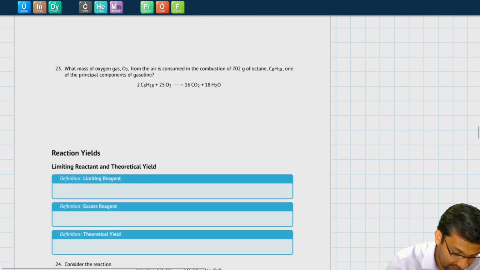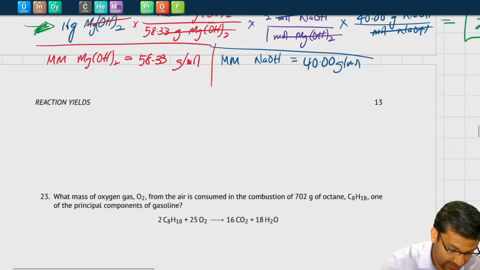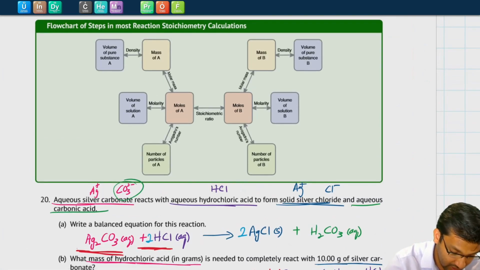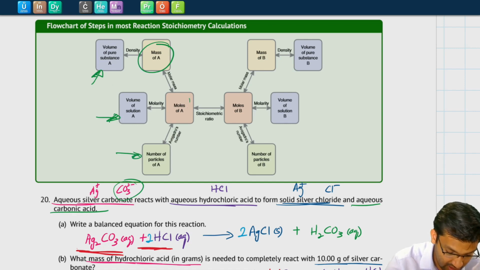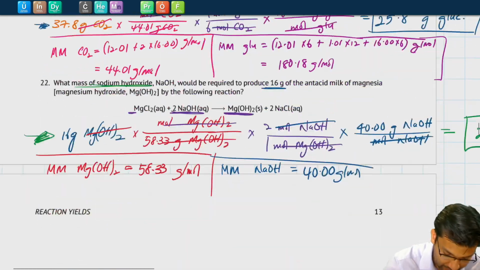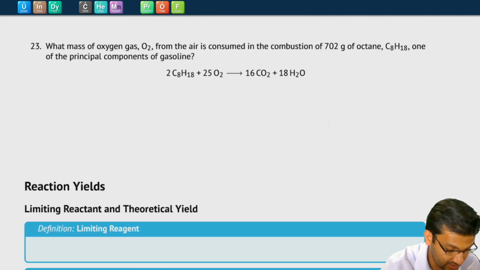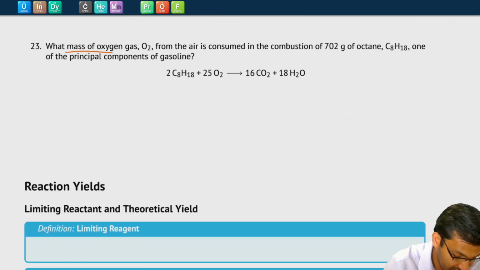And then finally, let's look at the last one. I realize all of these are going from mass of one thing to a mass of another, but as this chart shows, we can start with not just mass, but any of these quantities and perform the same set of calculations as long as we convert it to number of moles first. So that's something to be aware of. Here they're asking us for the mass of oxygen gas that is consumed when we burn 702 grams of octane, and we already have the balanced equation, so that's all good. So let's do it.